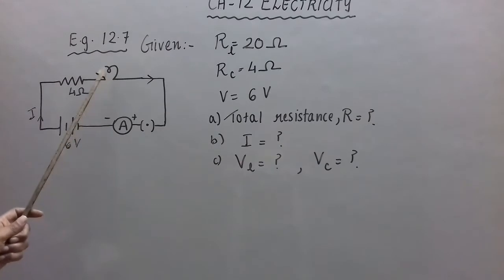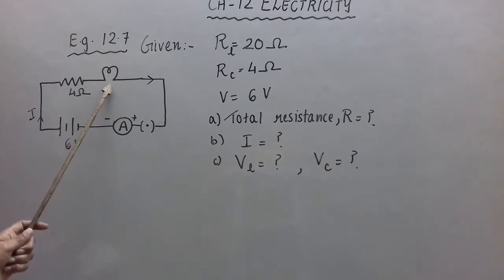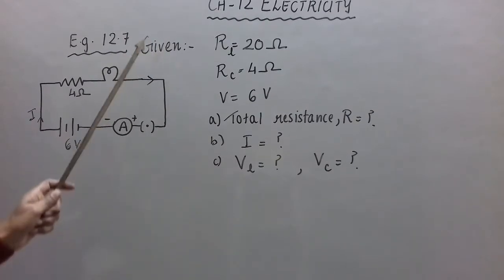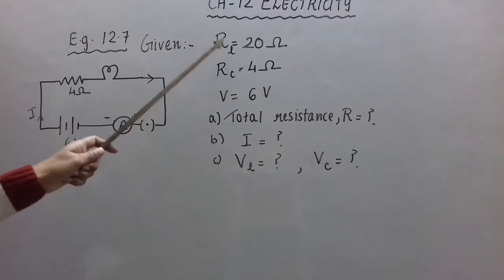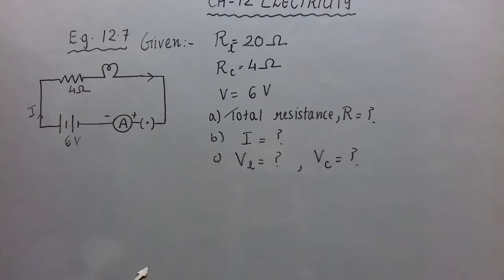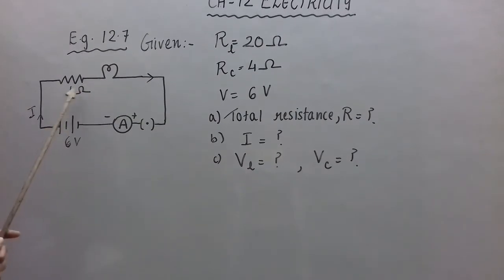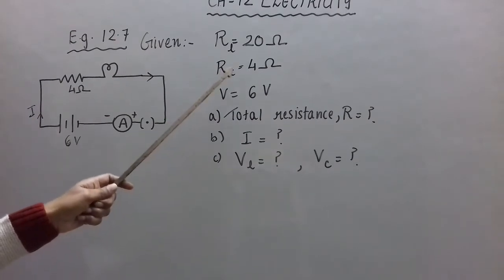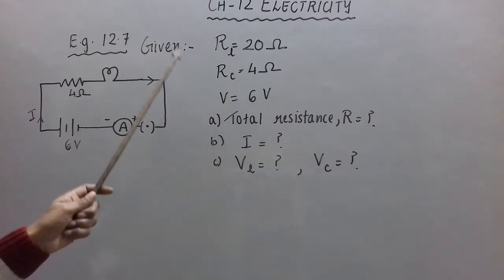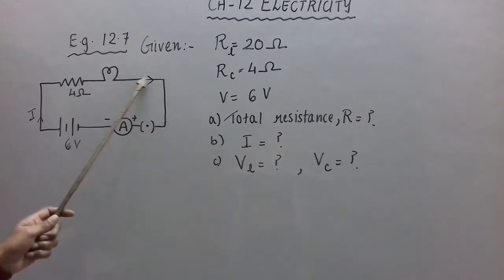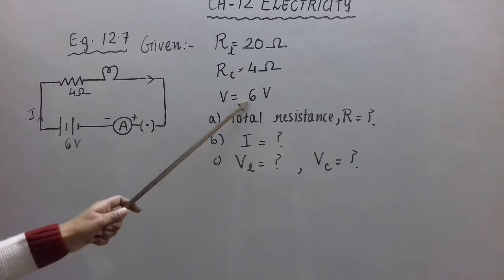An electric lamp, so this lamp whose resistance is 20 ohms. So what I have done? Resistance of lamp, so RL is 20 ohms. And a conductor of 4 ohm resistance are connected to a 6 volt battery. So this 4 ohm is the resistance of the conductor. I have denoted it by RC is equal to 4 ohm. They are connected to a 6 volt battery, so the potential difference across this combination is 6 volt.